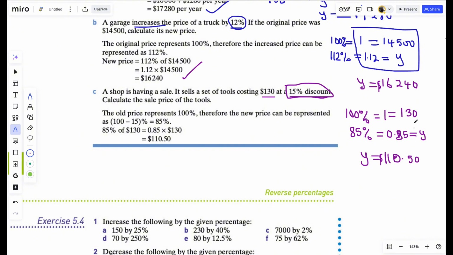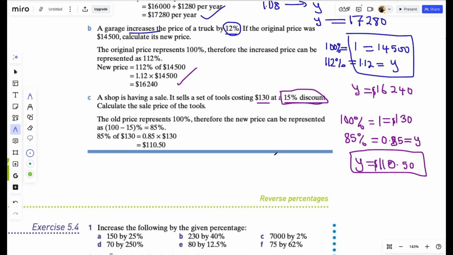Originally, you were supposed to pay $130. That's the amount you're supposed to pay, $130. But because they're doing sales, you're able to get those goods for $110.50. That's cool, kind of cool. Because they gave you a discount. If they give you 30%, what you would pay will be way less than this. Maybe probably less than $100.